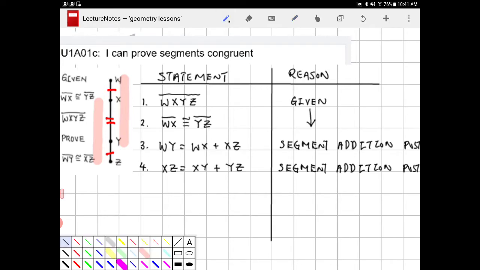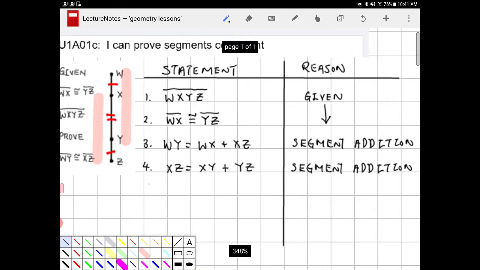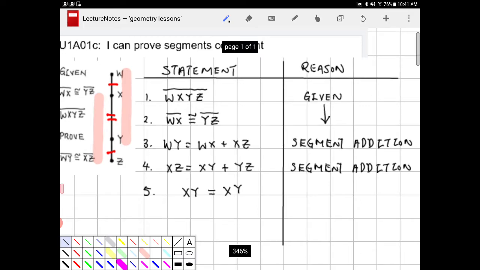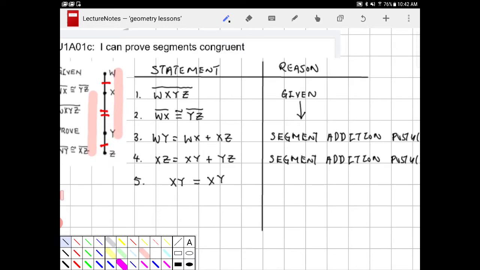Well, if we look at segment XY right now, segment XY needs to be involved in our articulation. I recognize that segment XY will also be equal to itself. And again, this does not require any prerequisite understanding, but this is a standalone fact. This is because of the reflexive property.